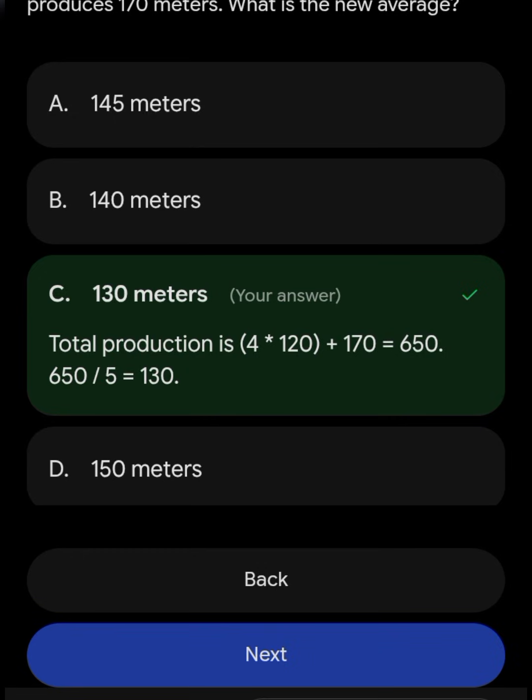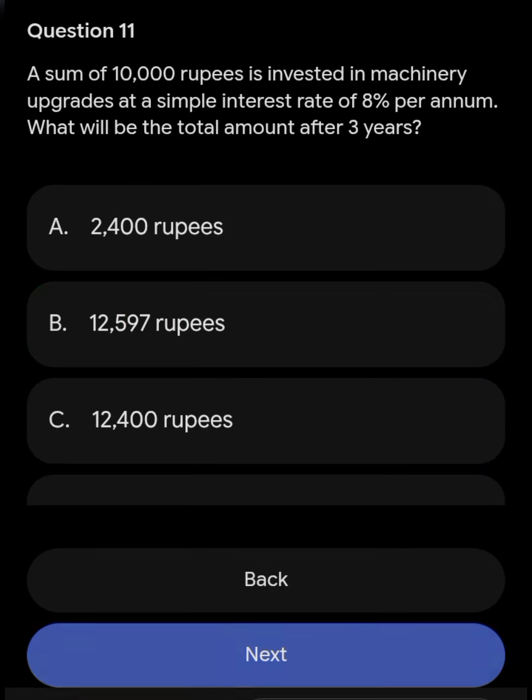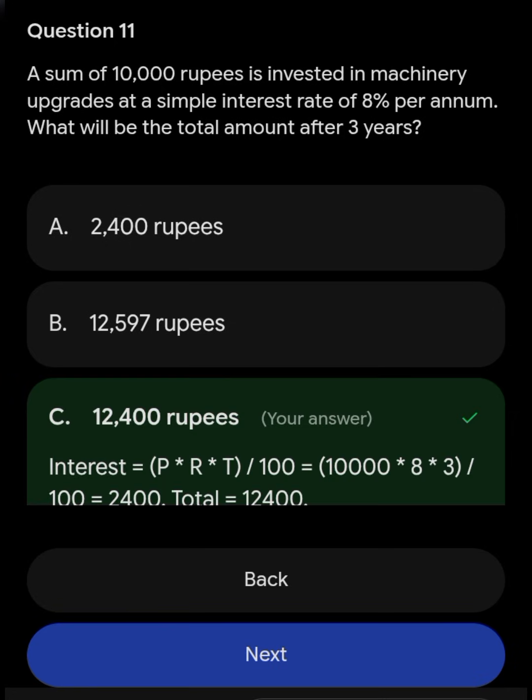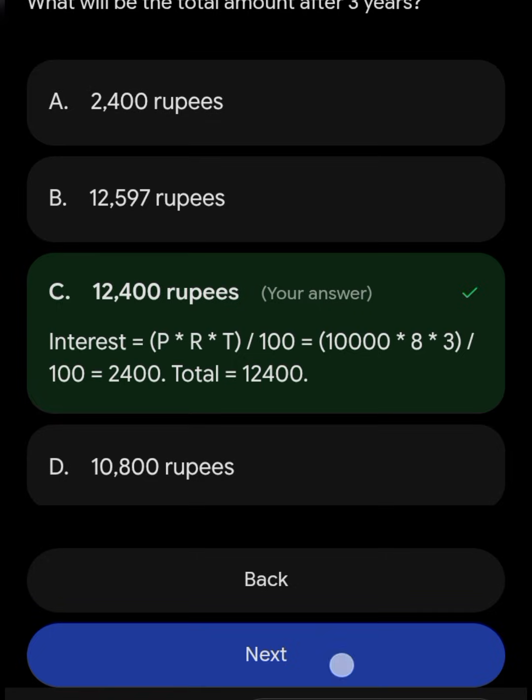Here also it is solved by that method only, because we need to find it out by shortcut methods in an aptitude test, because very little time is given to us to solve any question. So the next question is that 10,000 rupees is invested in machinery. Okay, a simple interest rate is given. What will be the total amount of this? So here we need to understand the formula for the total amount for the 3 year interest. It is a simple question, you can have a look over that as well.